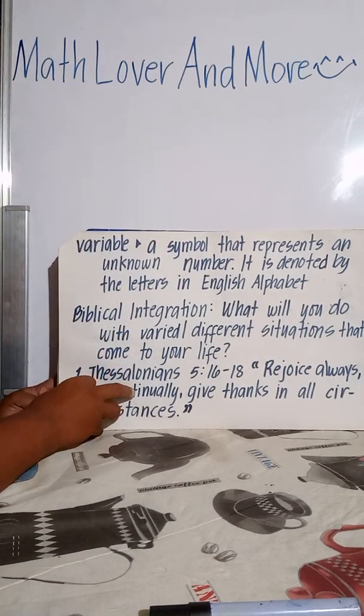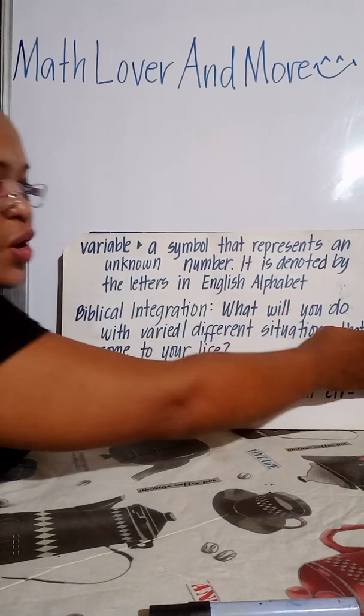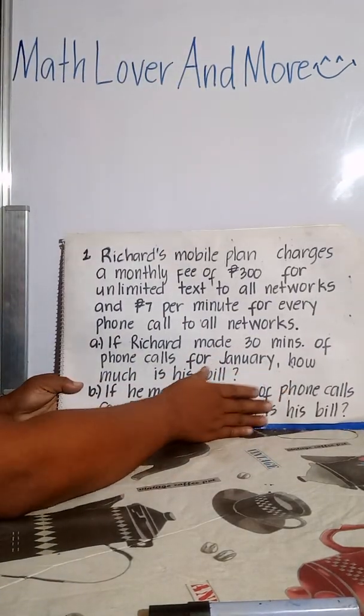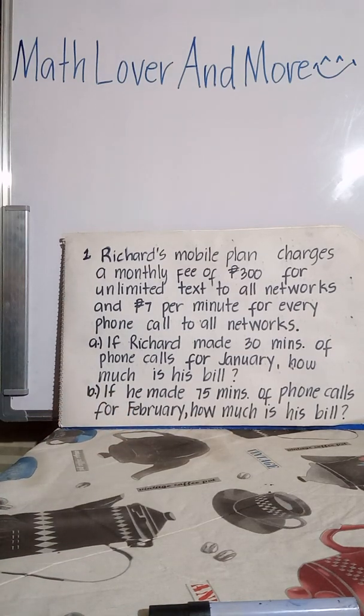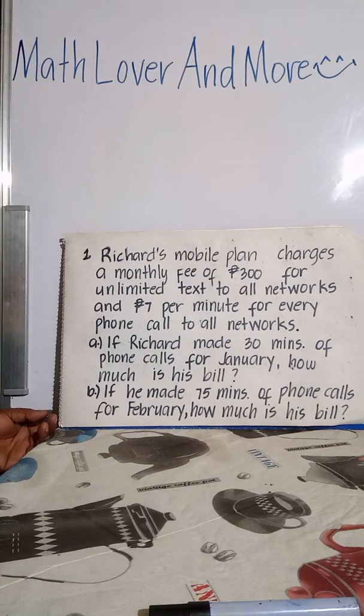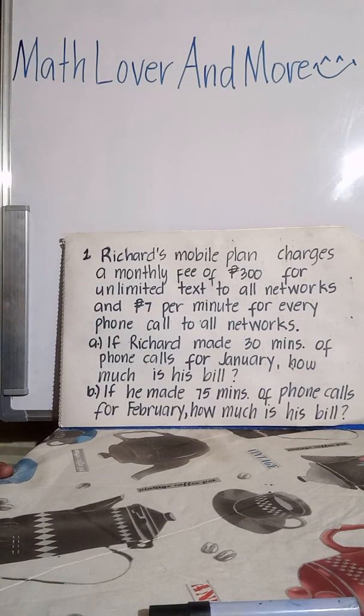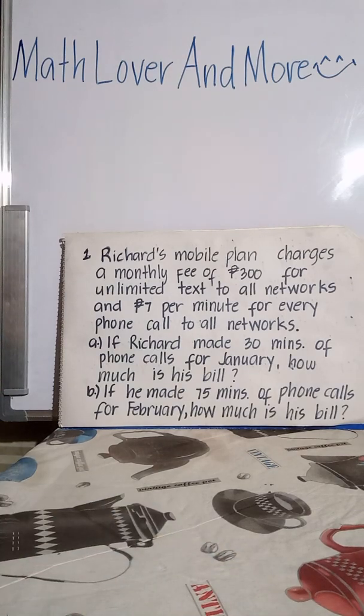To start modeling algebraic expressions, let us start with this first situation. Number 1. Richard's mobile plan charges a monthly fee of 300 pesos for unlimited text to all networks and 7 pesos per minute for every phone call to all networks. Letter A. If Richard made 30 minutes of phone calls for January, how much is his bill? Letter B. If he made 75 minutes of phone calls for February, how much is his bill? So let us start answering letter A.